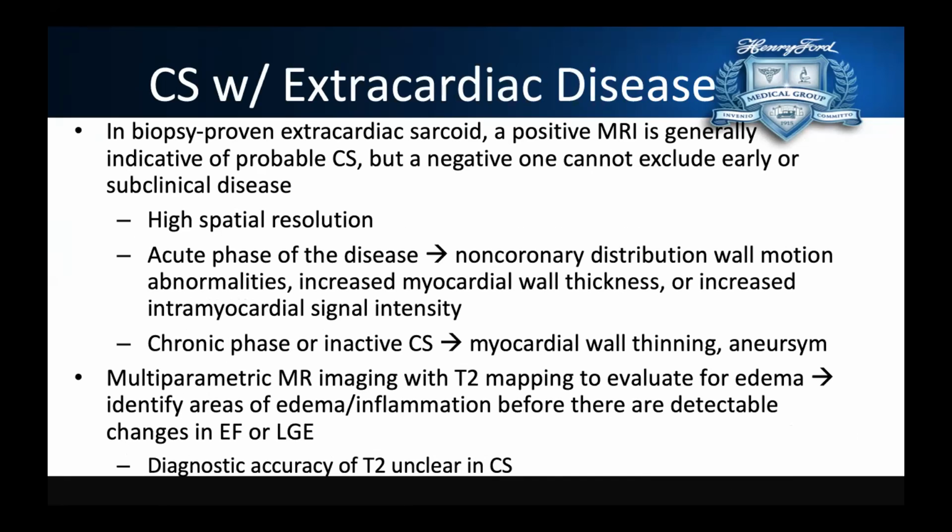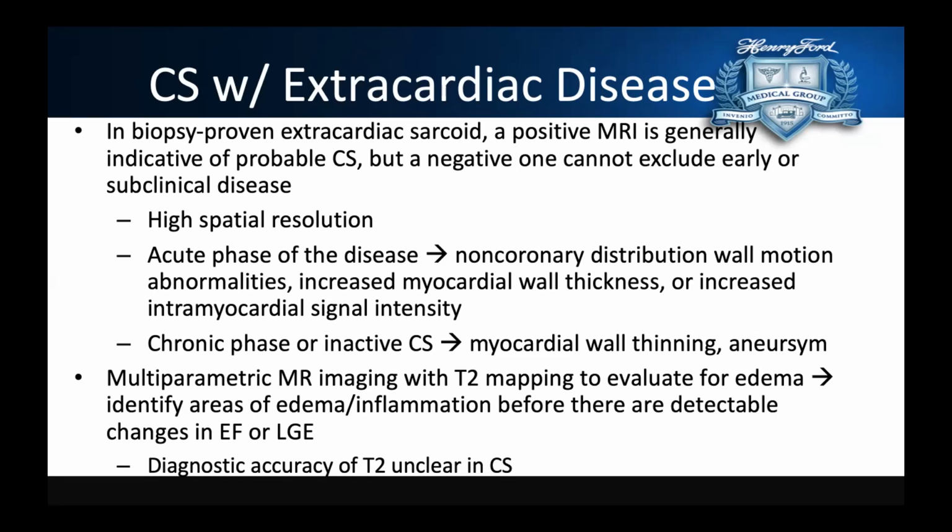And oftentimes in an acute phase of the disease, the main hallmark features that we look at, as I mentioned, are non-coronary wall motion abnormalities, increased myocardial wall thickness, or increased signal intensity. And then in the chronic or inactive phase, oftentimes you can see myocardial wall thinning or aneurysm also.